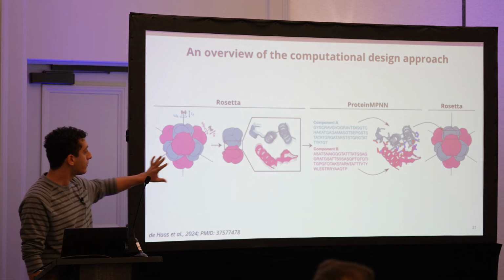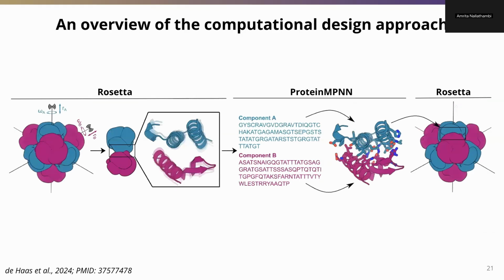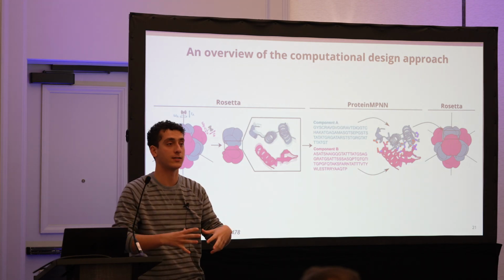So there are 3 steps to it. There's a Rosetta step, a ProteinMPNN step. Now it used to be Rosetta, and then another Rosetta step at the end. The first step is what we call docking. This is where you take your components. It can be a 1-component system, a 2-component system, a 3-component system. It doesn't matter. You feed it into Rosetta, and it will dock your components into a given architecture that you tell it.